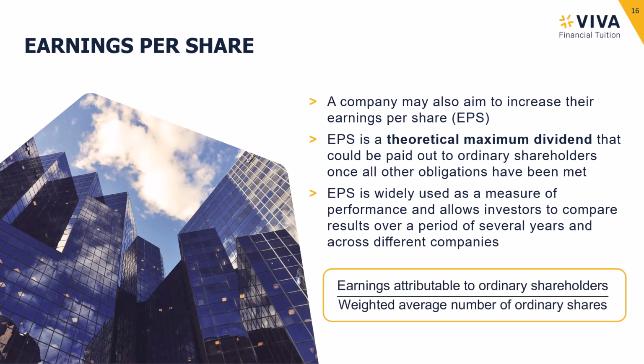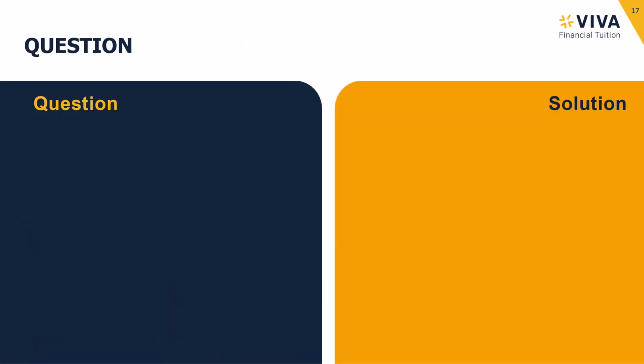Now, how do we calculate it? It is the earnings which are attributable to our ordinary shareholders divided by our weighted average number of ordinary shares that existed within the accounting period. Let's have a look at some numbers.